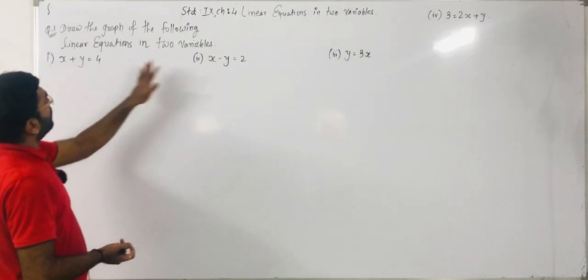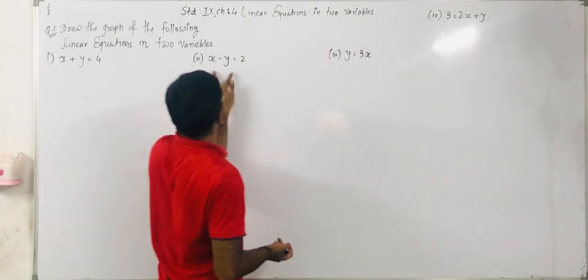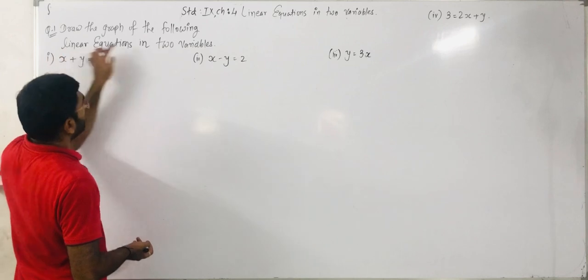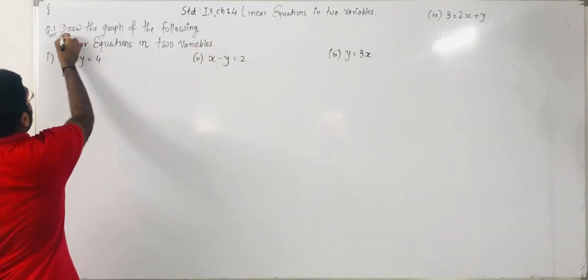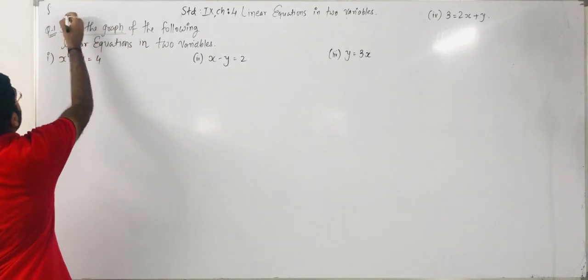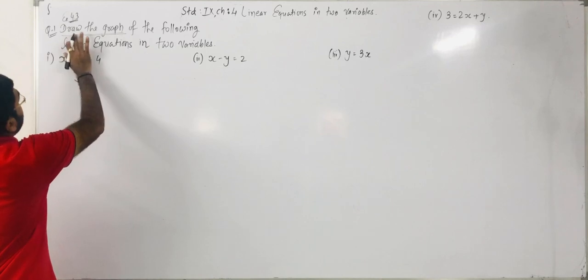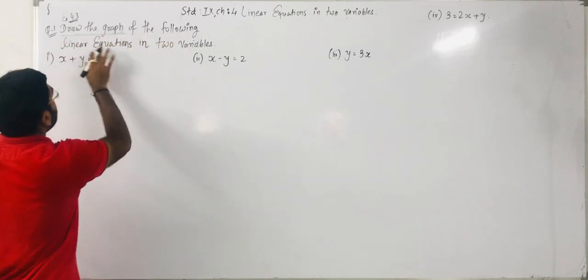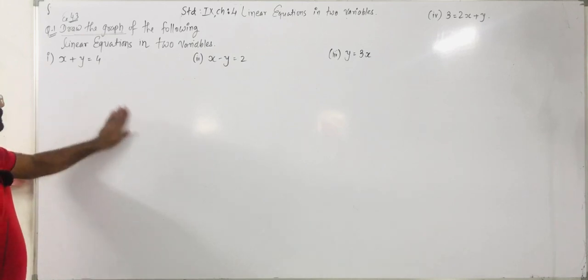Here, all the linear equations are given in two variables, x and y, and the degree is 1, so we can say it is a linear equation in two variables. This is exercise 4.3, in which the first question says: draw the graph of the following linear equations in two variables. So how do we have to draw the graph?